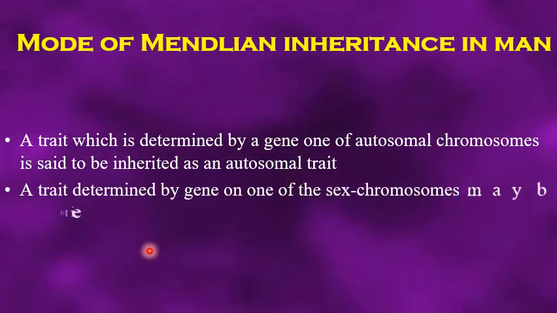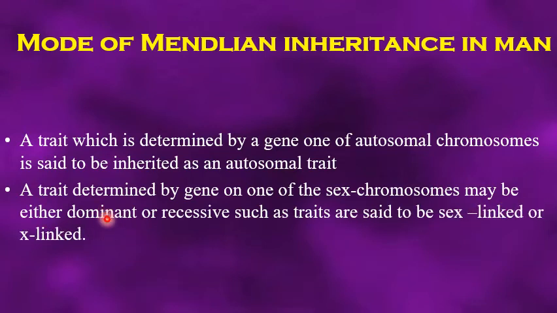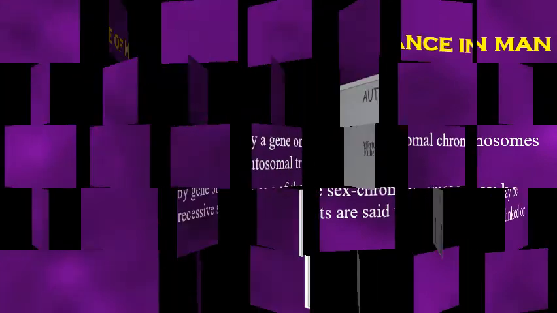A trait determined by a gene on one of the sex chromosomes may be either dominant or recessive, and such traits are said to be sex-linked or X-linked. أما الصفة التي تحدد بواسطة جين محمول على كروموسومات جنسية سواء الإكس أو الواي، سواء كان سائد أو متنحي، تسمى بالـ sex-linked أو X-linked أو Y-linked إذا كانت محمولة على كروموسوم Y.